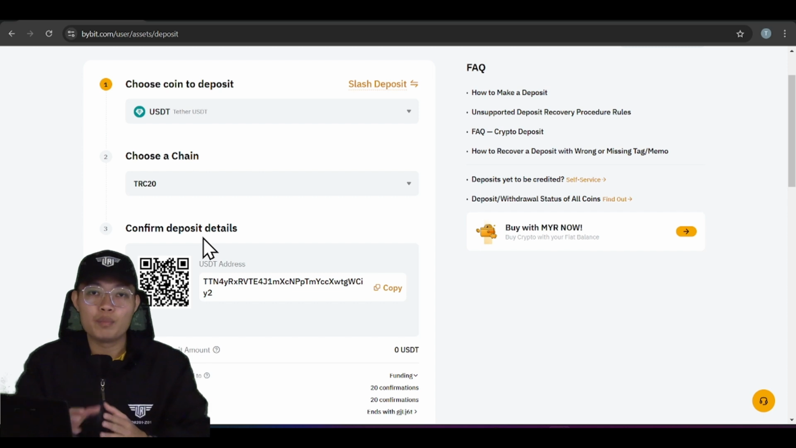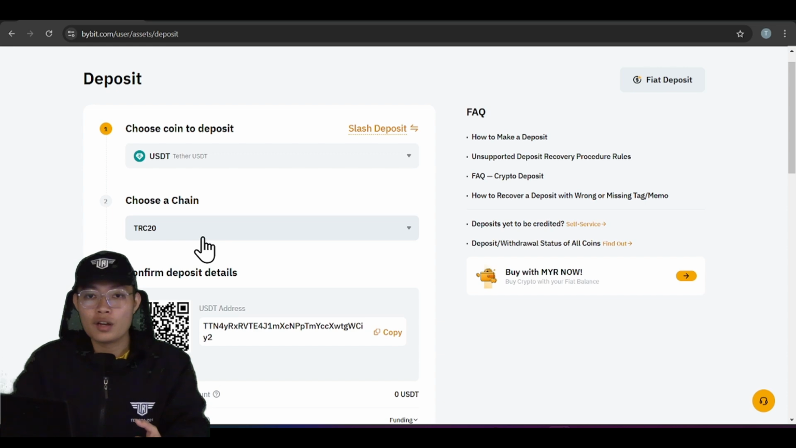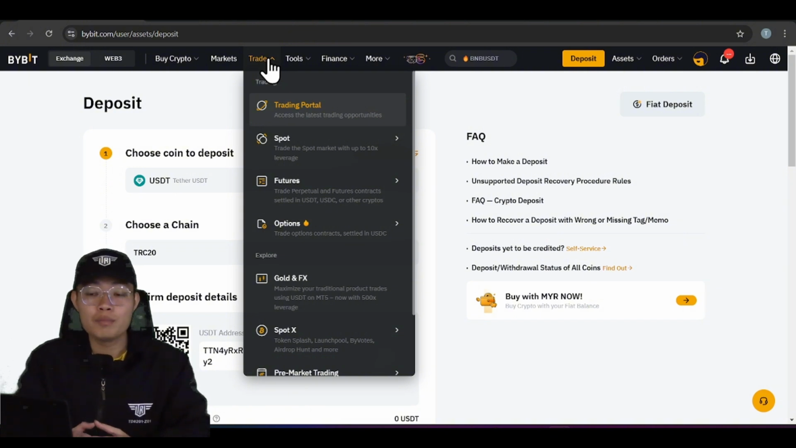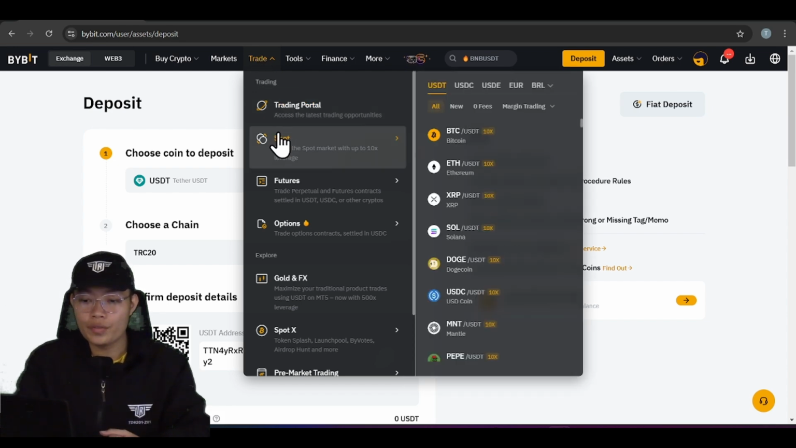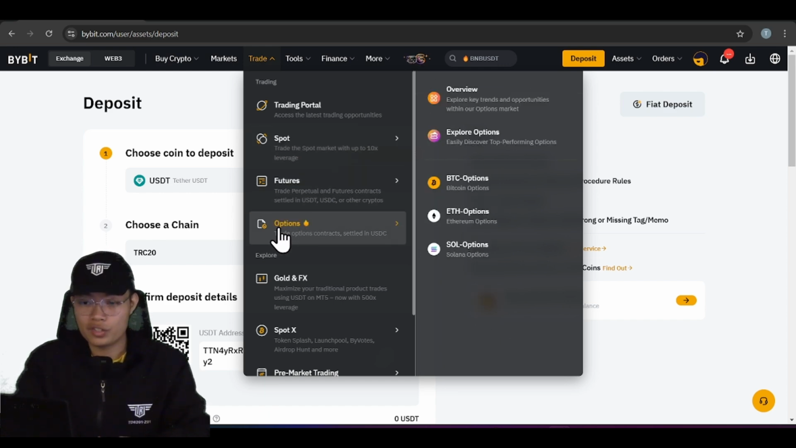So after you have deposited your first cryptocurrency by using these three methods, for example card payment, P2P transfer, and cryptocurrency transfer, now you can actually do your first crypto trading. Simply go to the trade button, and if you want to trade your cryptocurrency, you can see here there are different types of trading. The first one is spot, the second one is futures, and the third one is options.